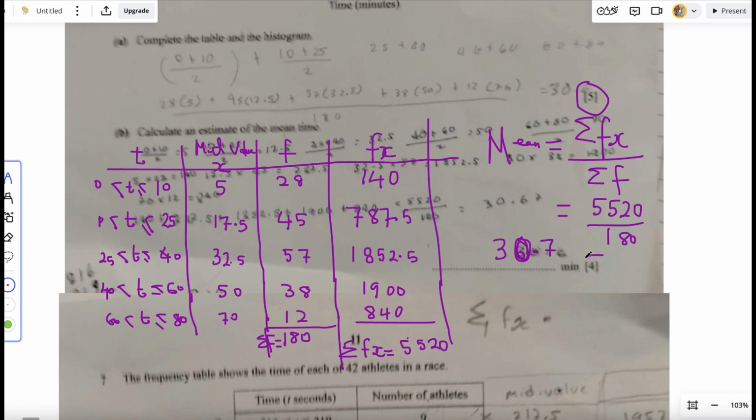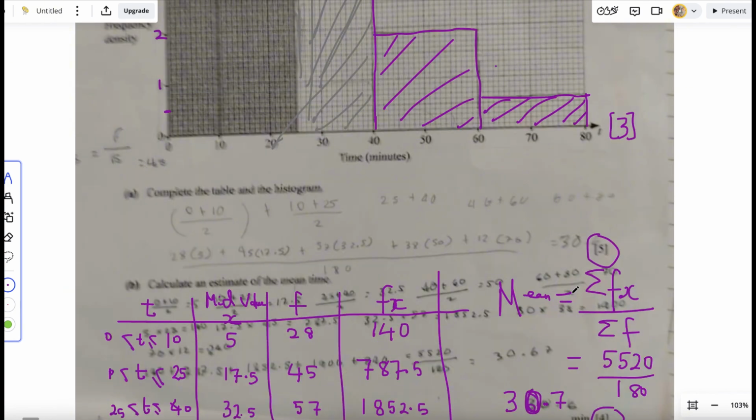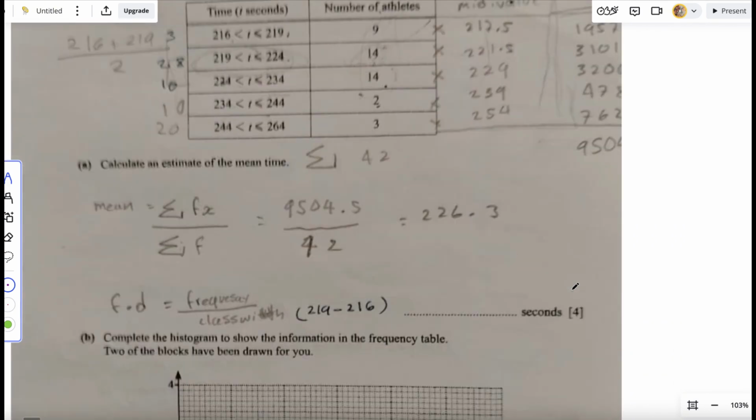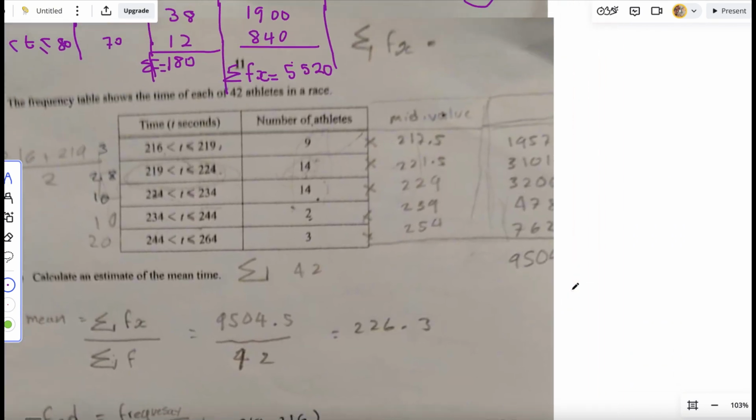So you get 4 marks if you're able to calculate this. Every exam you find a question on the mean. You find a question like this, similar frequency density, frequency, cumulative frequency, and all of these things. Every exam you find a question in this manner, how to calculate mean from group data.